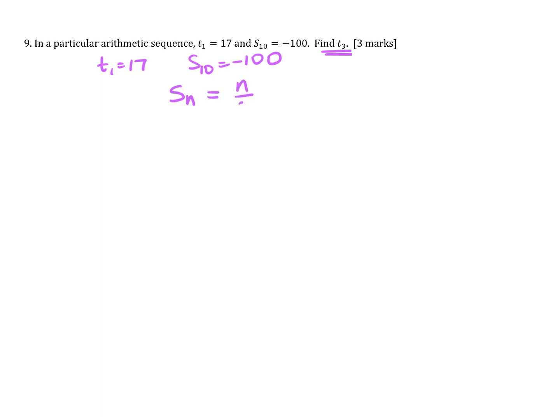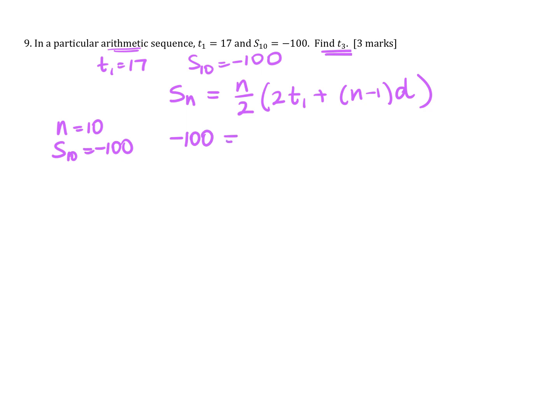That is equal to n over 2. Remember, we're arithmetic here. Two lots of term 1 plus n minus 1 d. Okay, so we know that when n is 10, the sum of the first 10 terms is negative 100. So let's use that. Negative 100 equals n on 2, that's 5, 2 lots of term 1, 2 lots of 17, 34 plus n minus 1, that's going to be 9 lots of the difference, 9d.